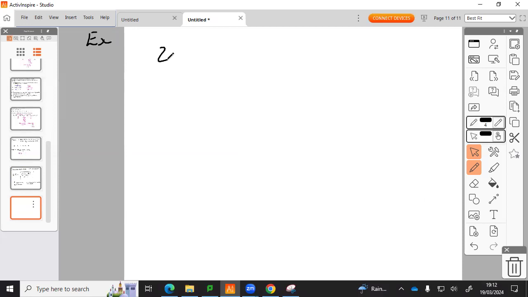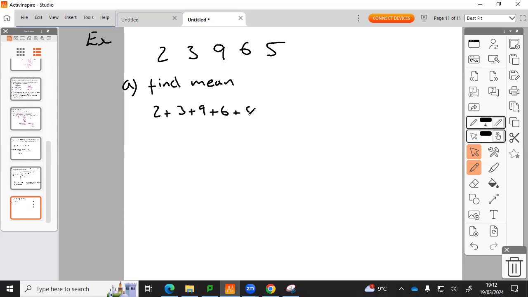Numbers 2, 3, 9, 6, 5. Find the mean. And it usually asks you in the exam to find the mean first and then the standard deviation. So the mean is just all them added together. So 2 plus 3 plus 9 plus 6 plus 5.